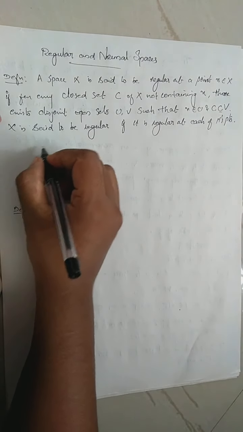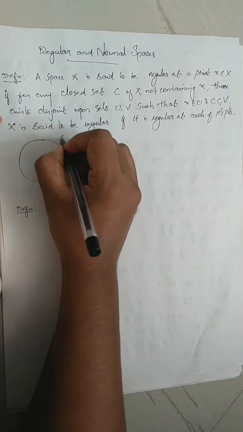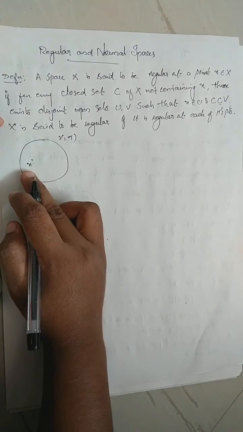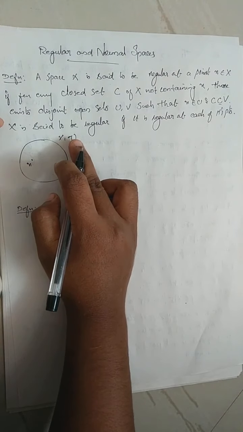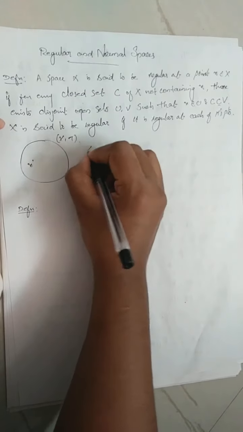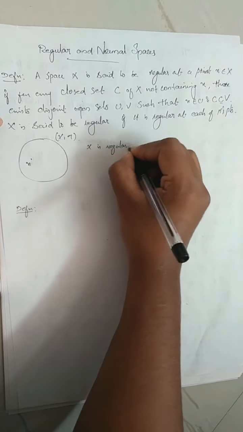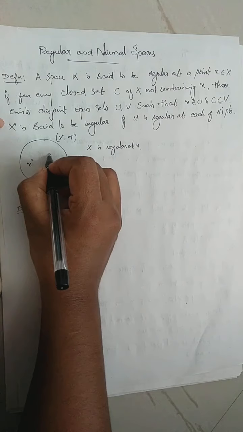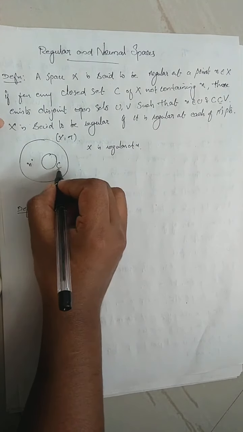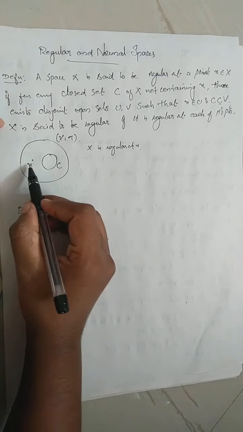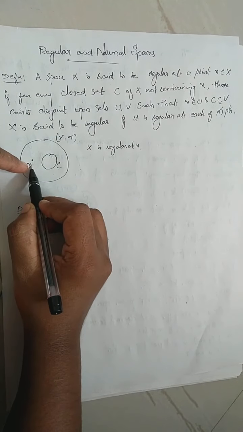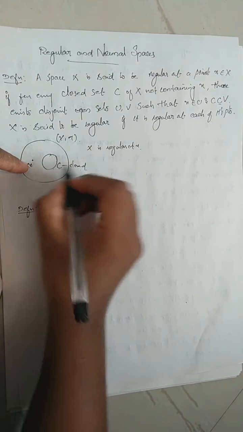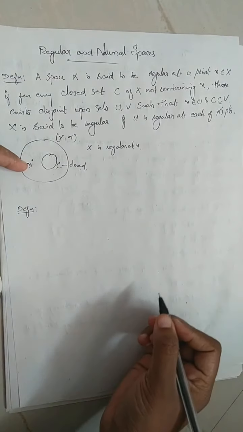Okay, so suppose we have a topological space (X, τ) and we take a point small x belongs to capital X. We say that this topological space X is regular at x if we consider any closed set C in X which does not contain x. We say that X is said to be regular at x if we consider any closed set C, not containing x.